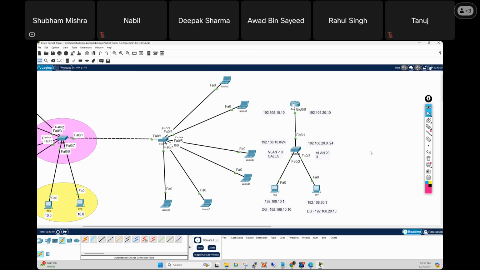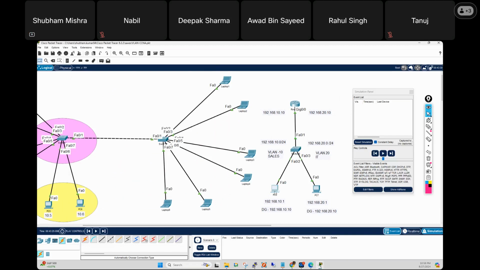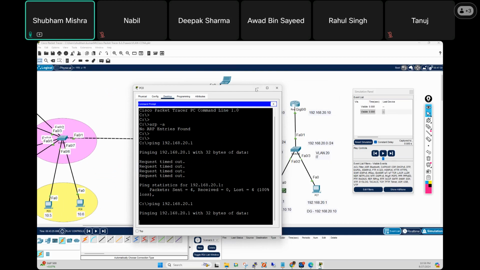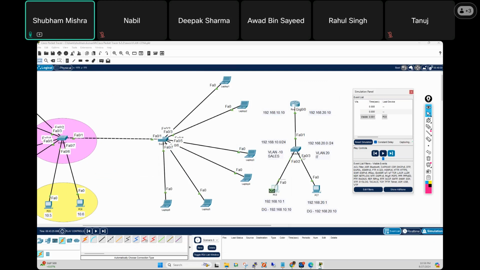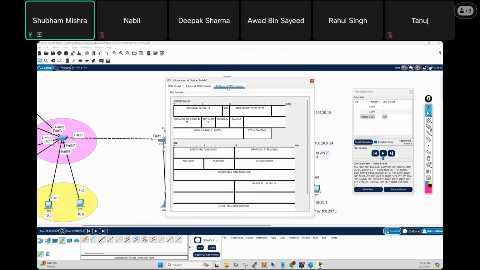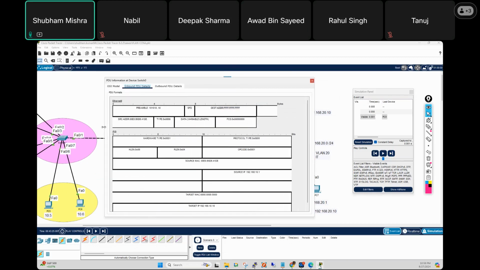Now what will happen? Come here. Again I am writing ping 192.168.20.1. Again, this is the ARP packet. Destination is FFFF. Previously, you were not able to see outbound. Now are you able to see outbound? Is there any change? Everyone, please see very carefully.